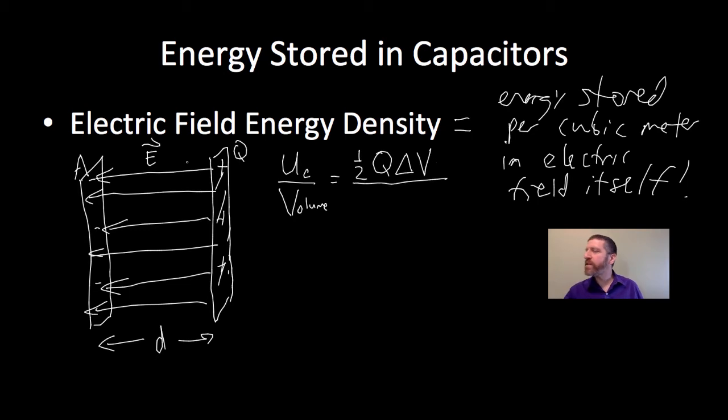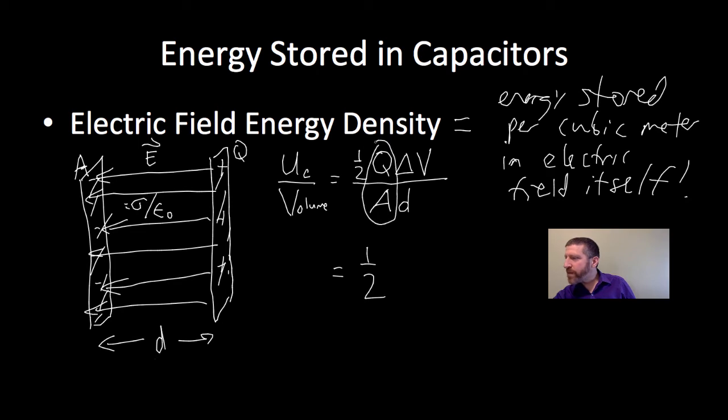What's the volume of this space in between the capacitor plates? Hint, it's area A of this plate right there. That's area A, distance D between them. The volume is just A times D. So now we may recognize a few things here. Notice that my potential energy per unit volume right here is 1/2 Q delta V over AD. But what is Q over A? Q over A is just sigma. This part right there, that's sigma.